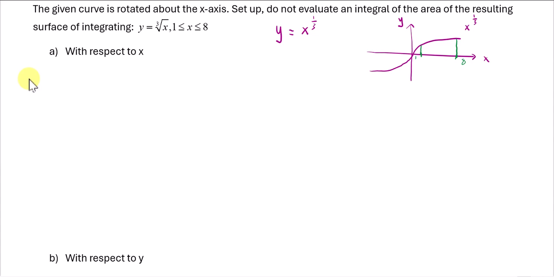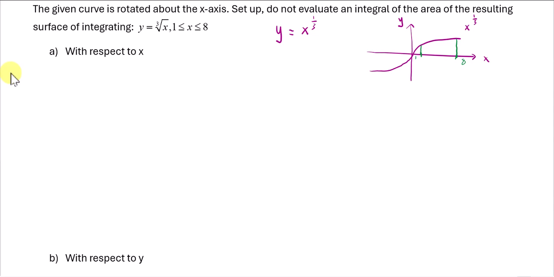So when you rotate this with respect to the x, that means you are rotating the entire curve around the x-axis, and then you want to find the surface area, the outside area of this curve when it revolves around the x-axis. So we're gonna use the same formula just like before.